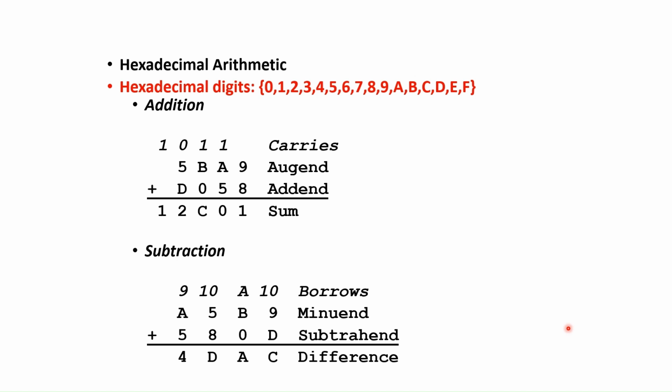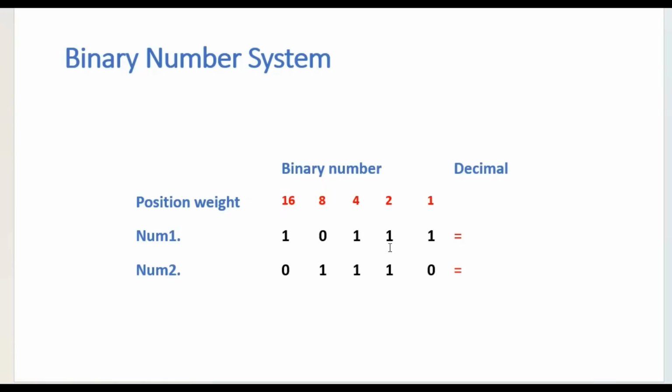Okay, so let me solve some other binary number additions. I will be solving it so you can get a more clear picture. Let's consider two binary integers. Number 1 is 10111. I want to find out what is its decimal equivalent.